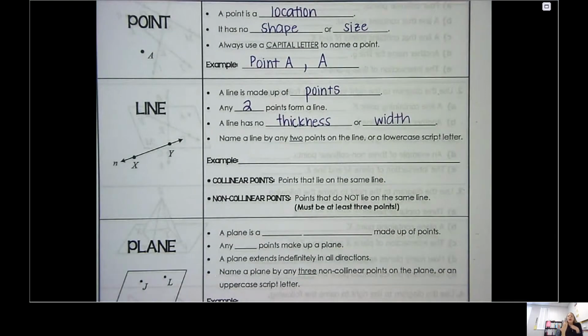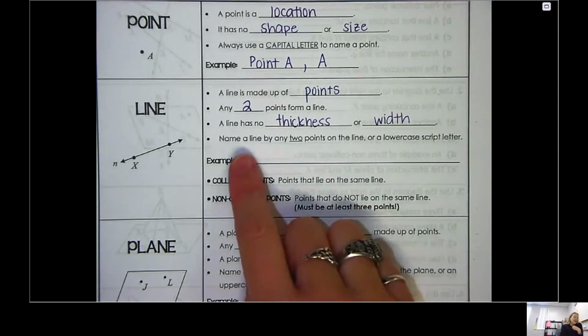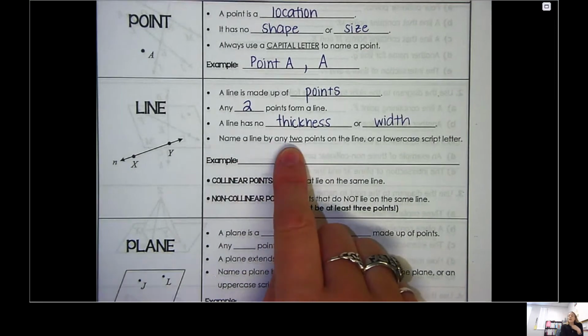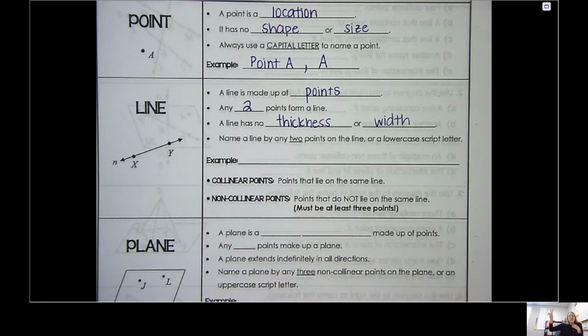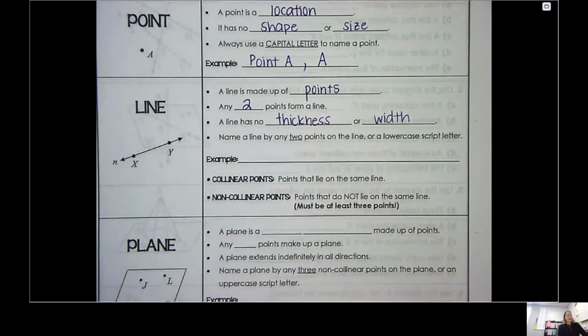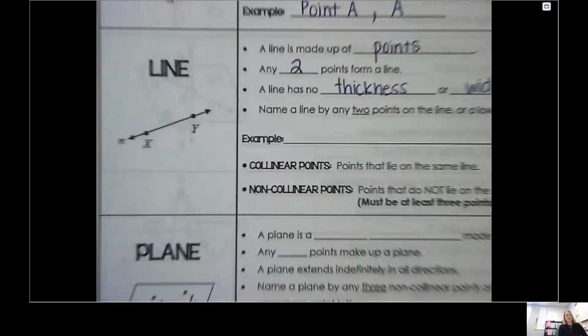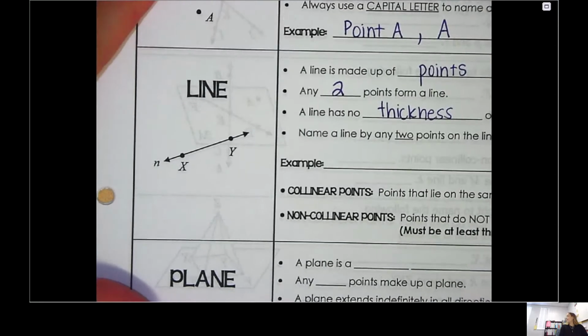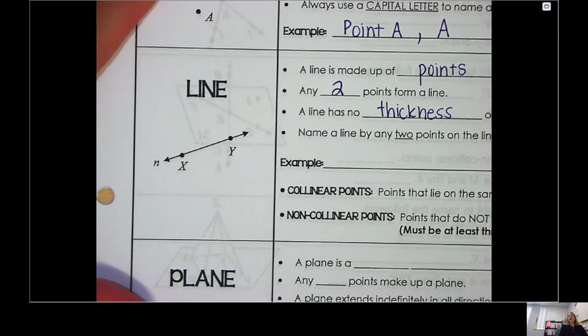Now, when we name a line, we have to use any 2 points on the line. It has to be 2. And you can put them in any order that you want. So if you're looking at this picture here, remember the points have to be uppercase letters, capital letters. How could I name this line right here? Line what? Line YX.